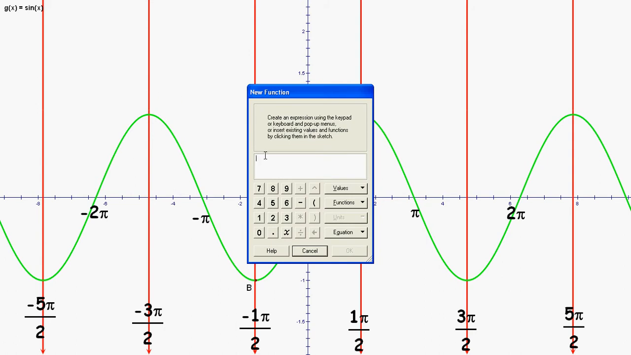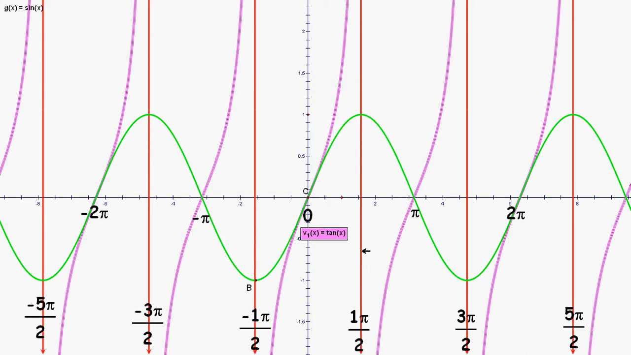So we're going to go ahead and graph the tangent. And as you can see, those vertical lines create what we call asymptotes. In other words, they basically act as barriers against which the lines come up against but never touch. We've talked about asymptotes before.